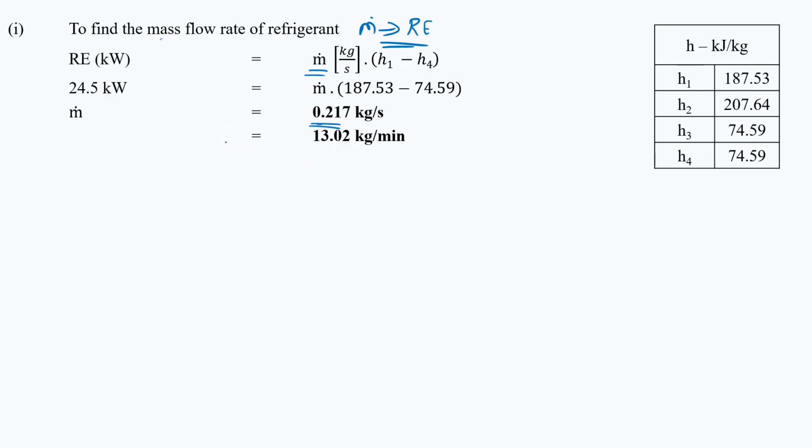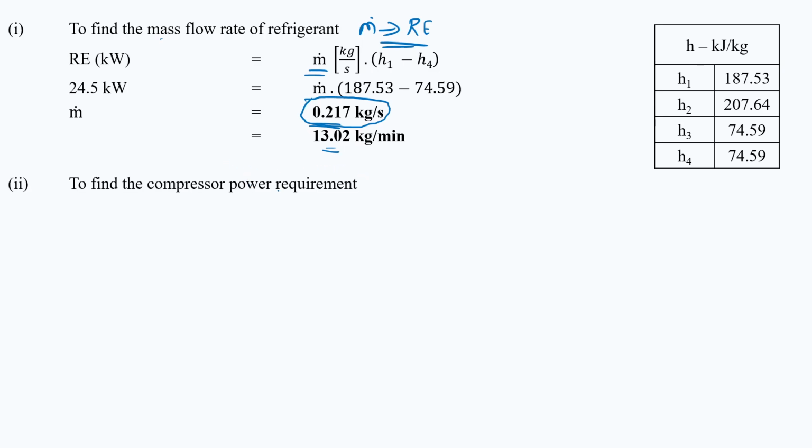But usually we need to write the answer in terms of kilogram per minute. So multiplying with 60, it gives 13.02 kilogram per minute. But for finding all other values, mass flow rate in terms of kilogram per second is easier for our calculation. So we'll be using the mass flow rate as 0.217 kilogram per second only.